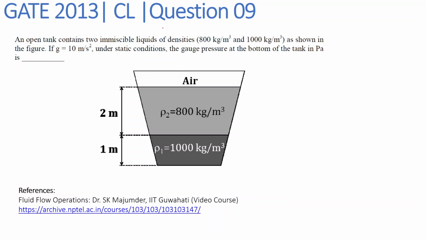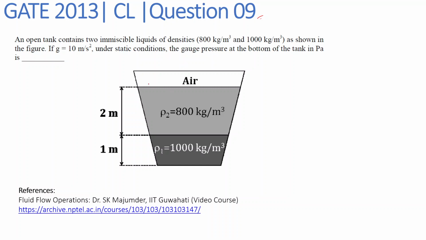So let's begin. The first question that we are solving is a fairly simple question. It is question number 9 of GATE 2013, and I think it would go of 1 mark. The question is: an open tank contains two immiscible liquids of density 800 kg per meter cube and 1000 kg per meter cube as shown in figure. If g is equal to 10 meter per second square, under static condition, the gauge pressure at the bottom of the tank in Pascal is dash.